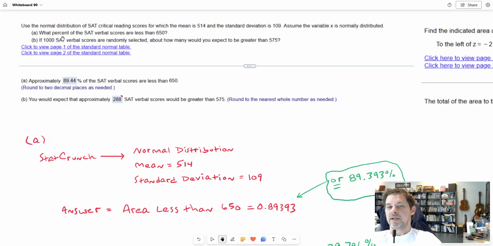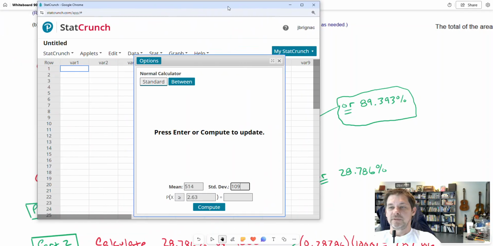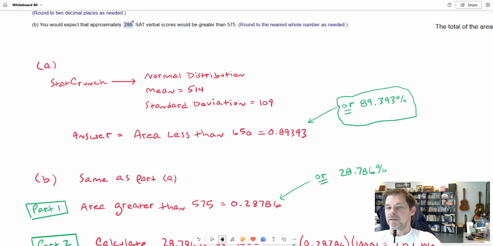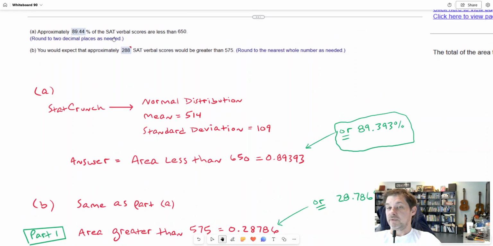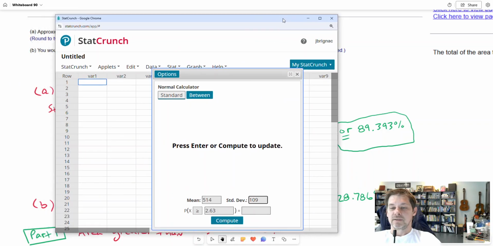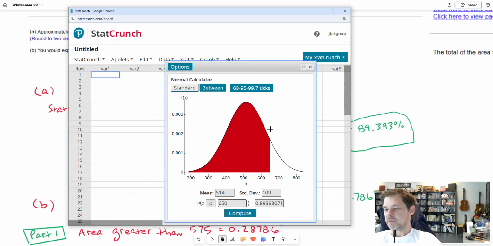Now, it says in part A, what percentage of SAT scores would you expect to be less than 650? Okay, well, we can do that like this. We'll use StatCrunch. We'll open the normal distribution. I'll put in the mean and standard deviation. And if I want to know the percentage of scores that we would expect to be less than 650, I'll set this up to measure left, and I'll put in 650. See, and our picture shows us the area left of 650. I just set that to less than to get it to do that.